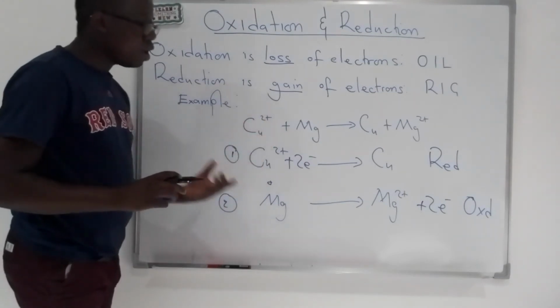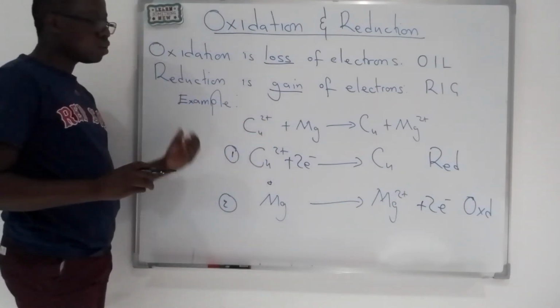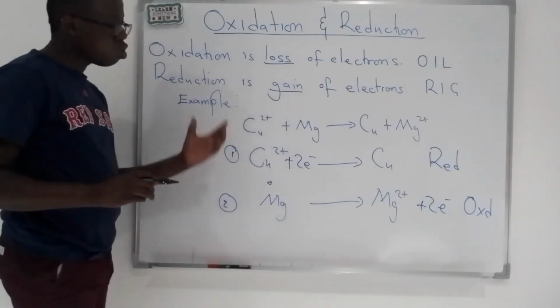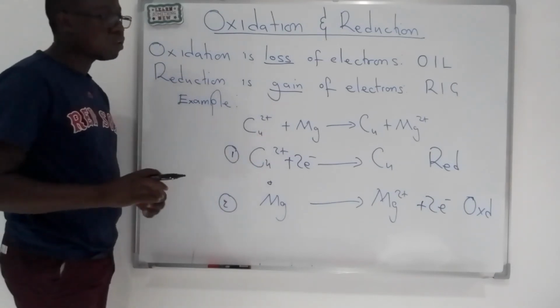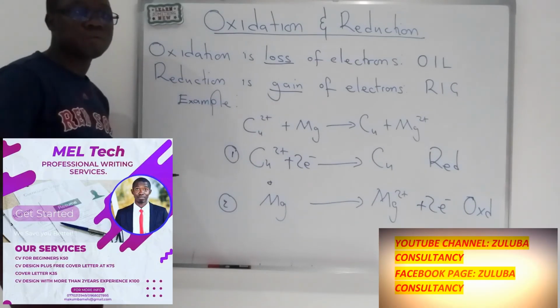So, when electrons have been gained, there is reduction. When electrons have been lost, there is oxidation.